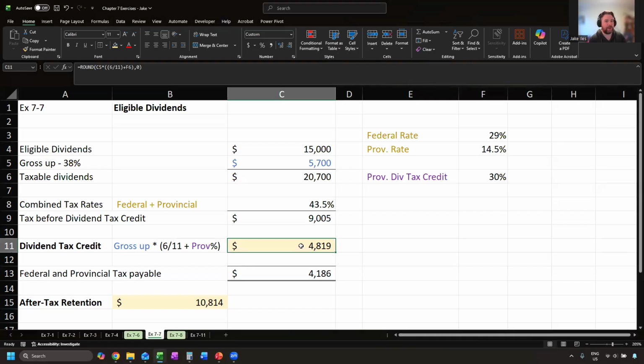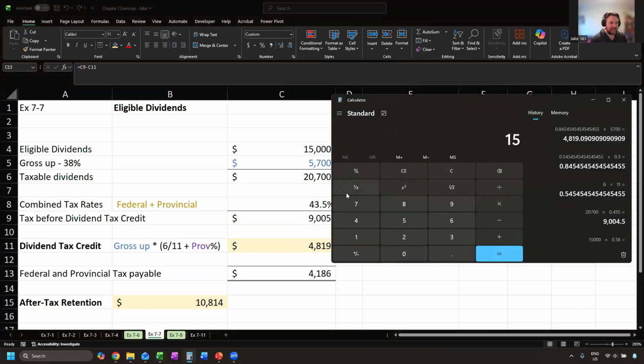So this isn't perfect integration. If it was perfect integration, our tax credit would match the gross up amount. But because our tax credit's not quite perfect, we only get $4,819. So we owe $9,005. We get a credit for $4,819. So Miss Holt will pay the difference, $4,186.